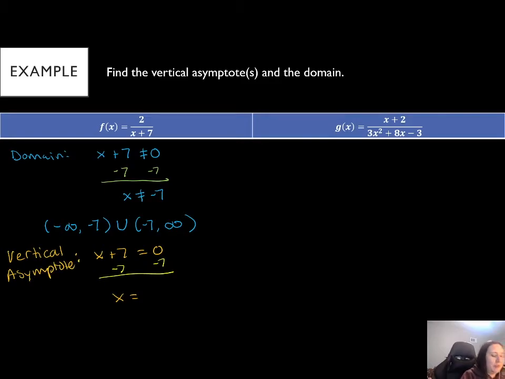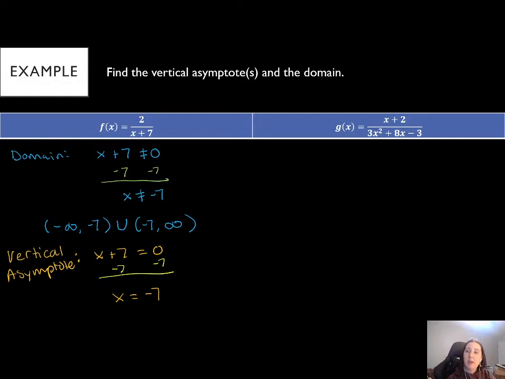I'm so used to doing domain and range together. So for the vertical asymptote, you take the same thing you did for domain, but now it's equal to 0. And now we get x is equal to -7. So our vertical asymptote is an equation, and our equation is x equals -7. So that's what you do.